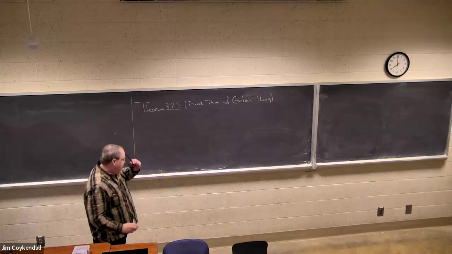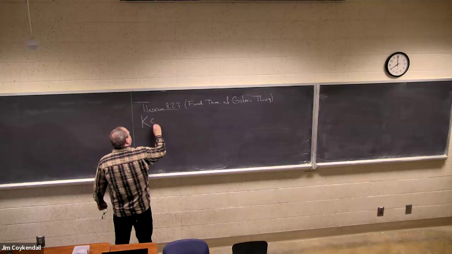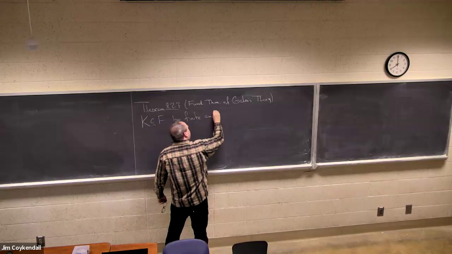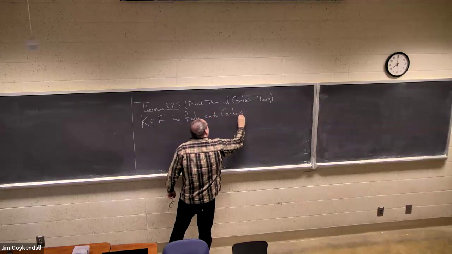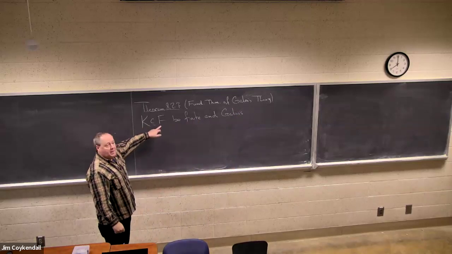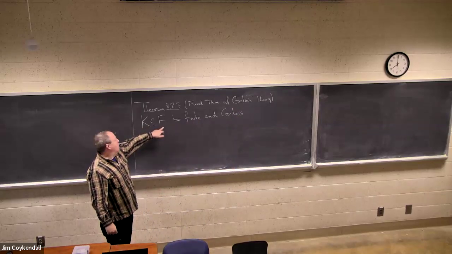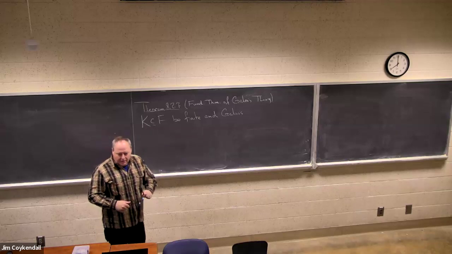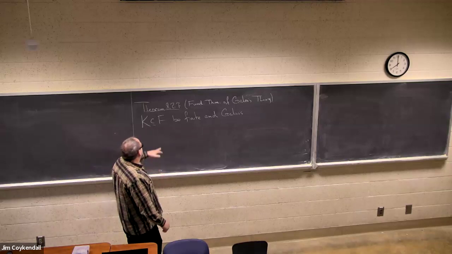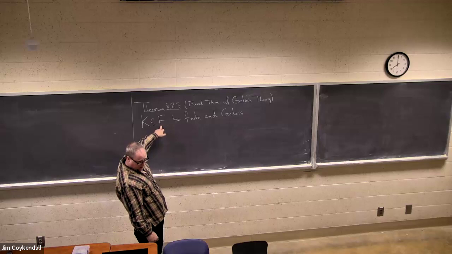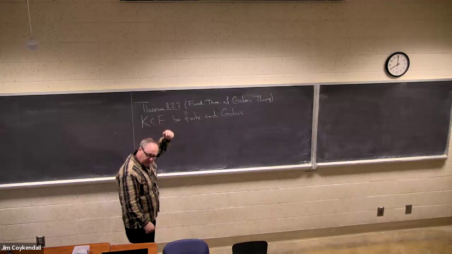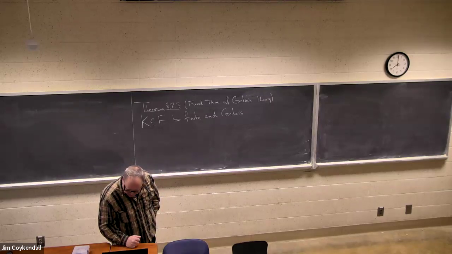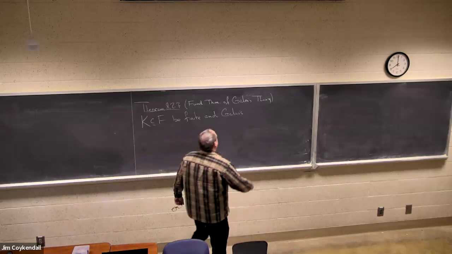So let K and F be finite, and I want this to be a Galois extension. So remember what that means: if you look at all the automorphisms of F that fix K, then K is actually the fixed field of this. Or the way I like to say it is, if you have any element of F that's not in K, then there's some automorphism of F that moves it. Then there is a one-to-one correspondence between the set of intermediate fields and subgroups.